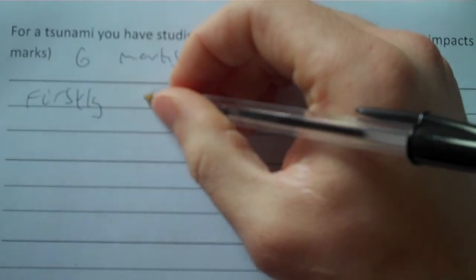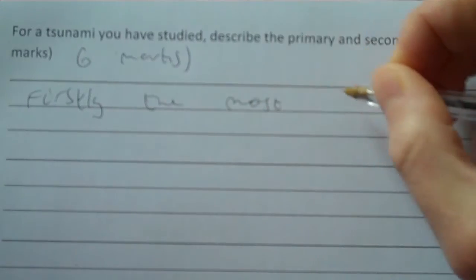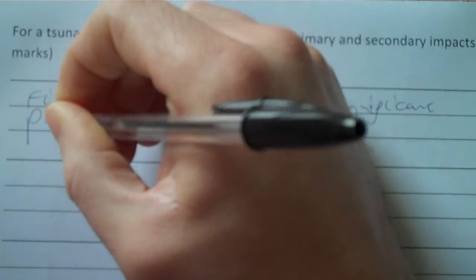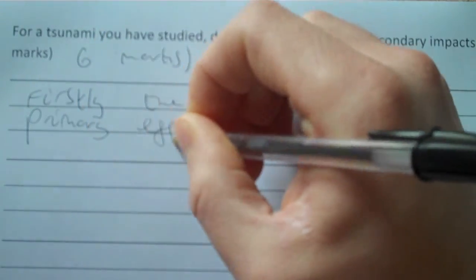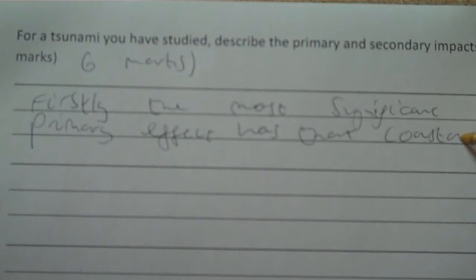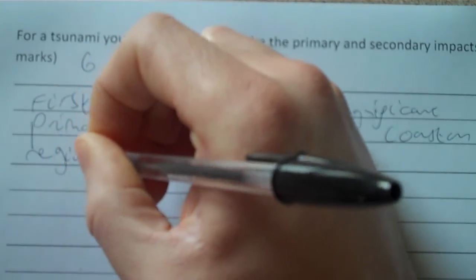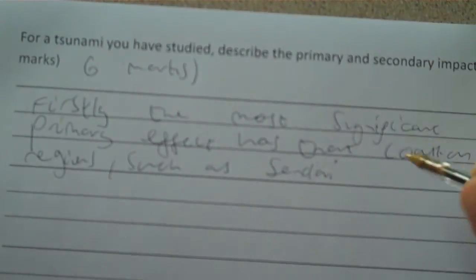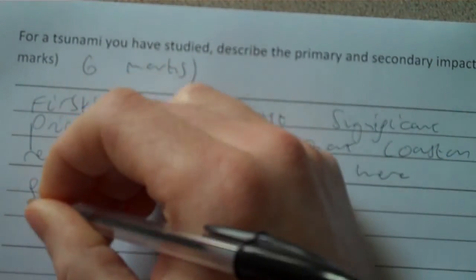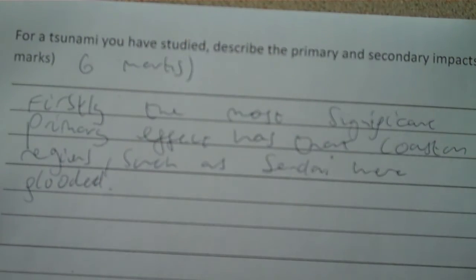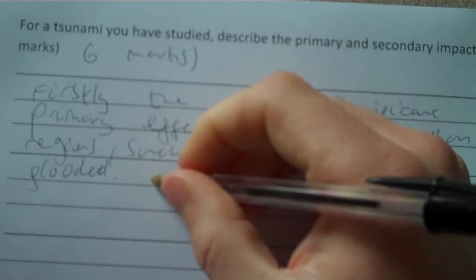So firstly, the most significant primary effect was that coastal regions such as Sendai were flooded.